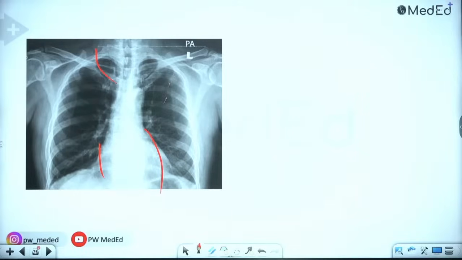Just look at the 5 things that I told you. A hint is also given in the X-ray. A hint is given in the form of arrows. Can you look at the arrows? No Chetan Alava, cardiac notch. Hila is also normal.